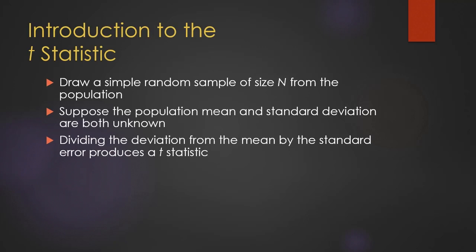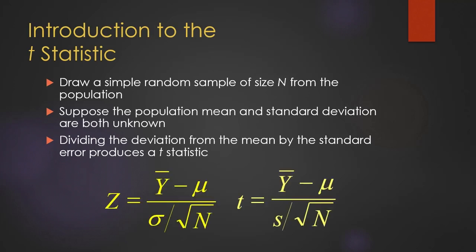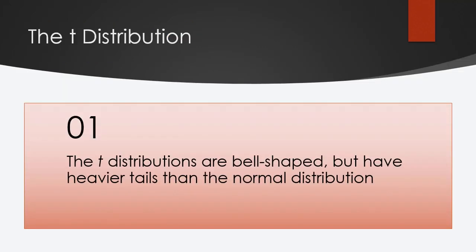Dividing the deviation from the mean by the standard error produces a t-statistic. A z-statistic for the sampling distribution of the mean is the sample mean minus the population mean divided by the standard deviation of the population divided by the square root of n. But a t-statistic replaces the standard deviation of the mean with the standard error of the mean in the denominator of the formula. Now a t-statistic follows a t-distribution.